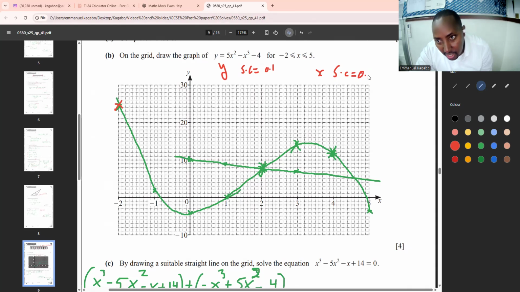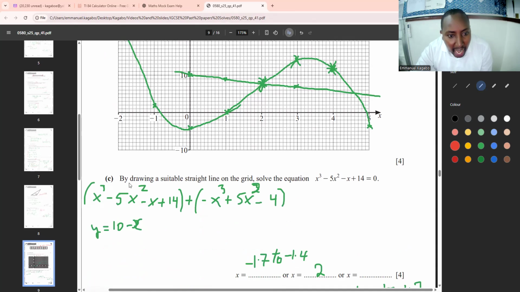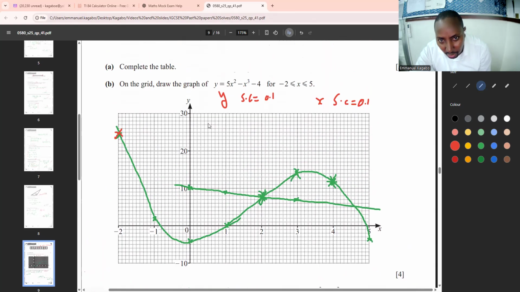Very important to identify the scale before you start plotting, okay? So when you join your points, you're going to have that, by drawing a suitable straight line on the grid to solve the equation. Is this what you plotted? Check. They are not the same.